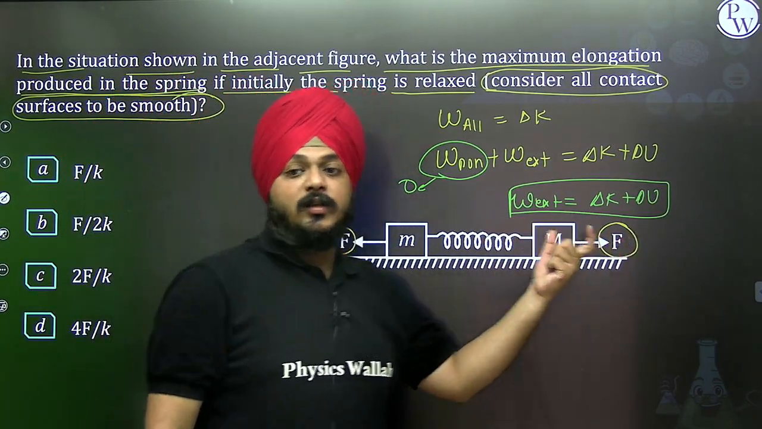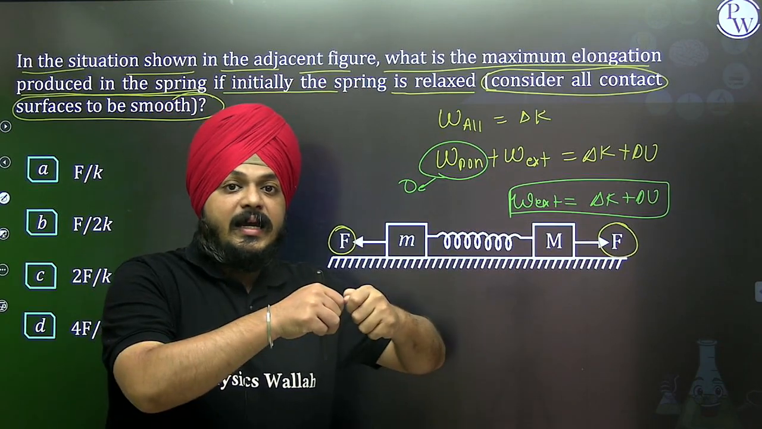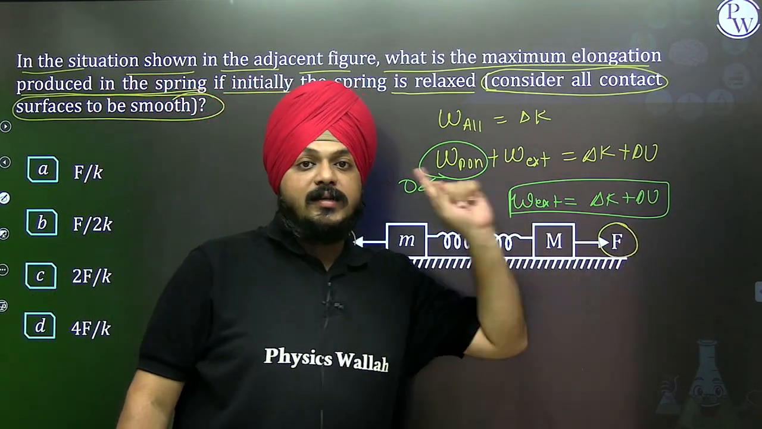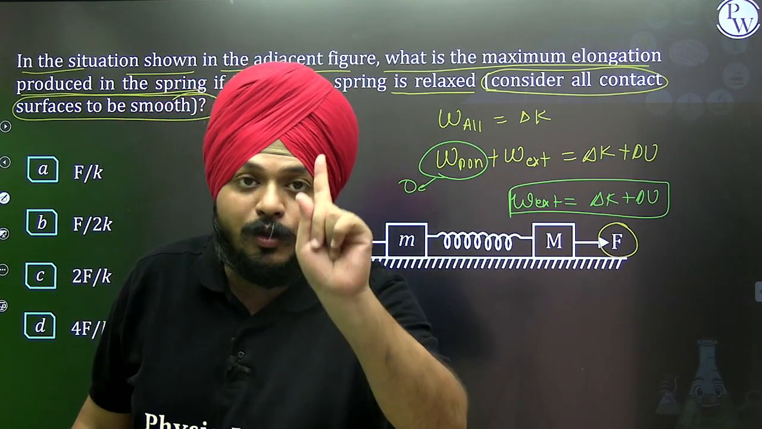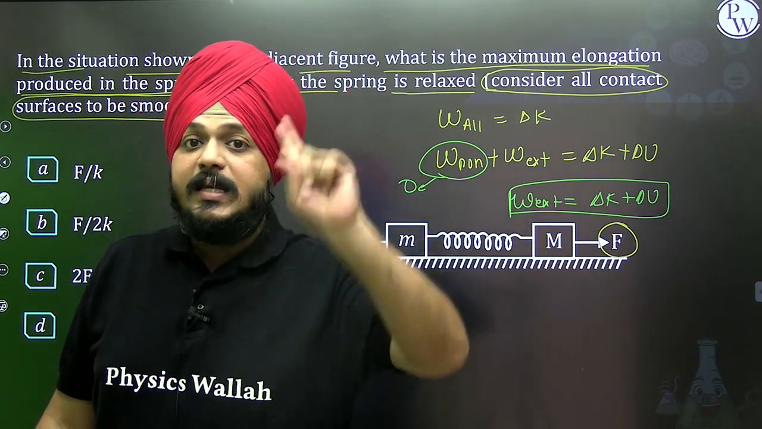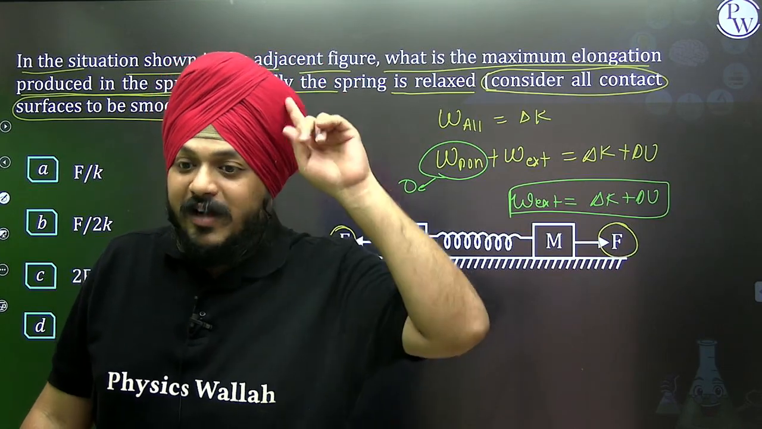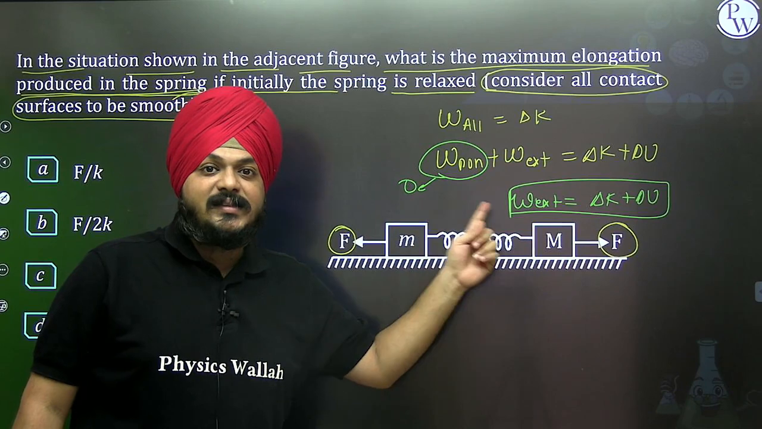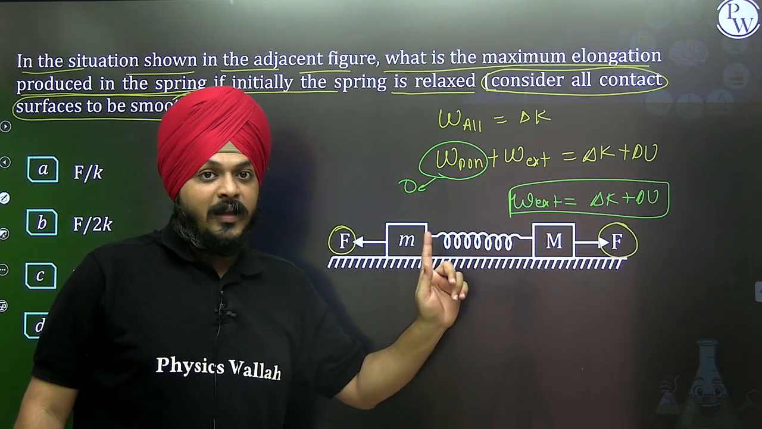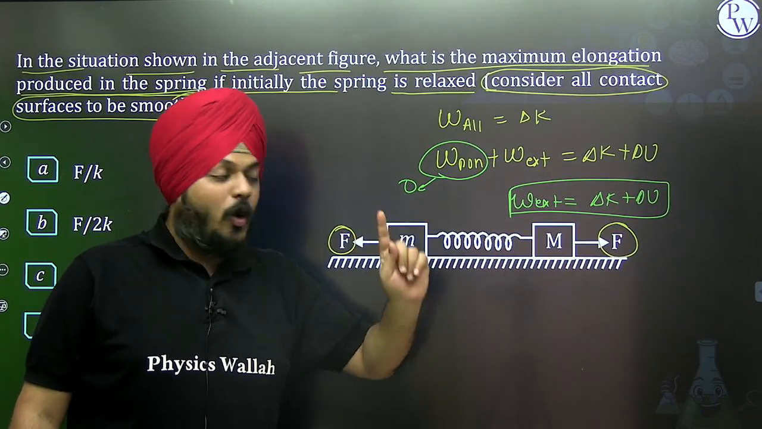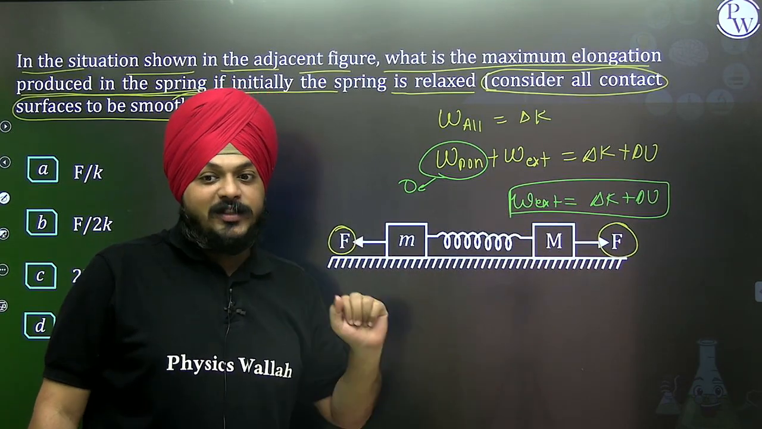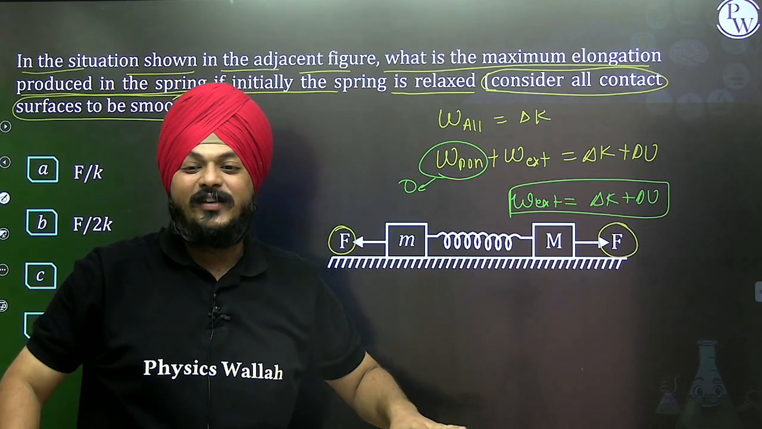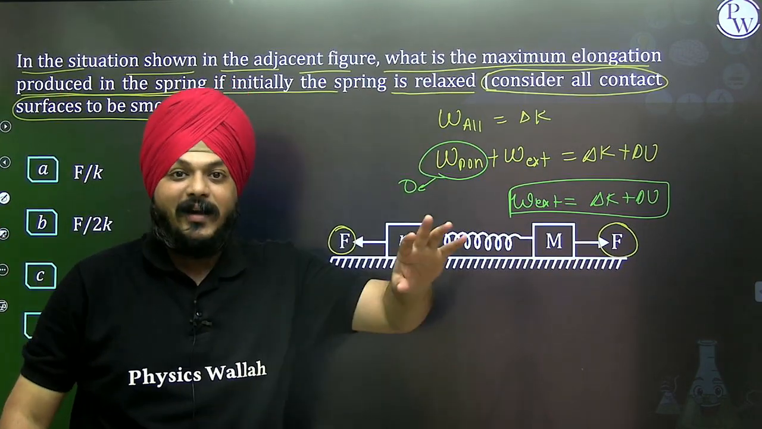F is doing the work. Both forces are elongating the spring. It means work is done equally by both of the forces. Please don't get into the trap of directions. Both forces are in the opposite direction, but it doesn't mean that the spring is not getting elongated. Many students might be confused: both forces are in opposite directions, one work positive, one work negative, so they cancel out. No, it's not like that.